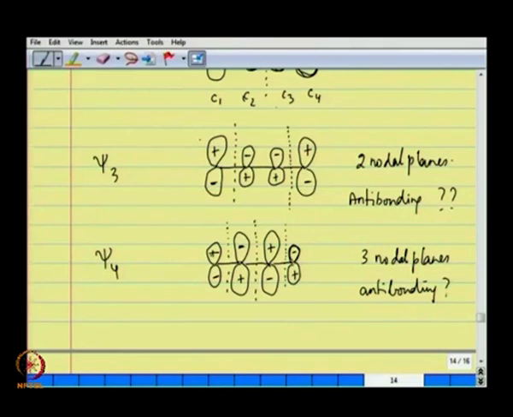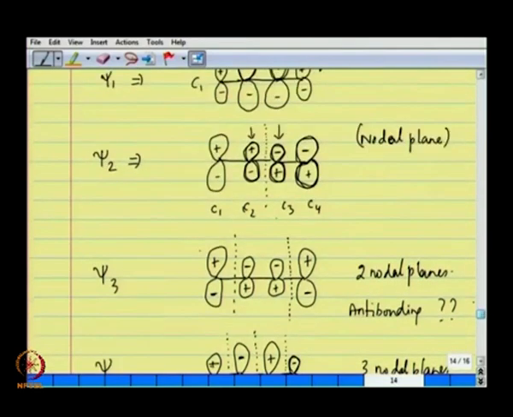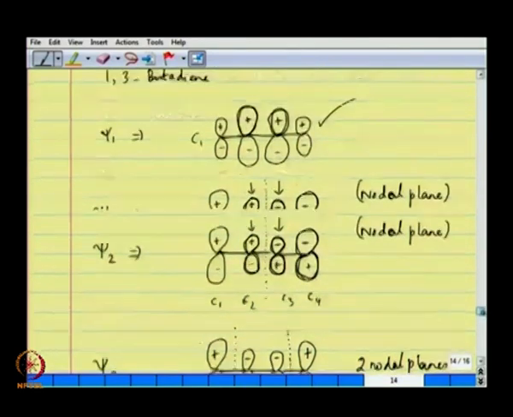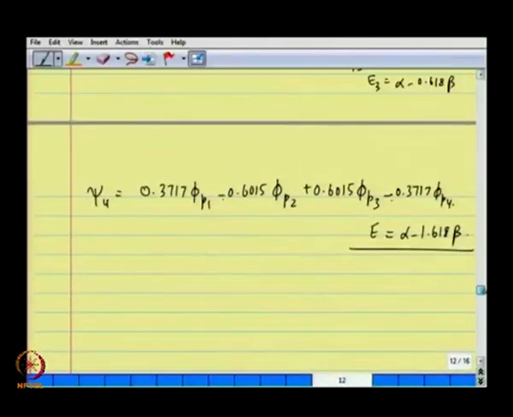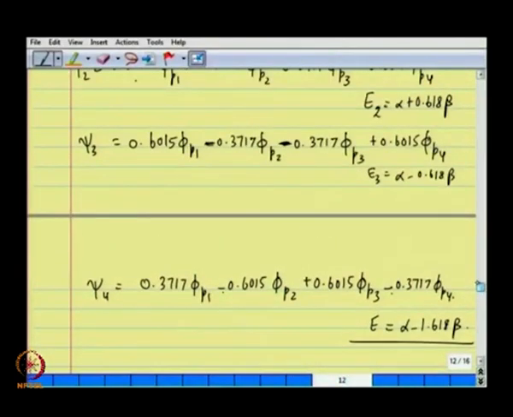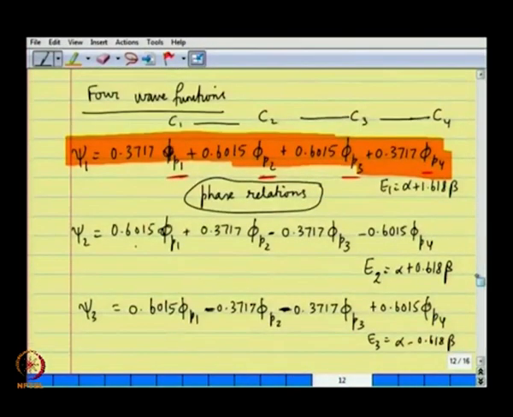I mean you have to be careful about these phrases, but the point is that the 4 electrons are likely to be in orbital psi 1 and psi 2 for the other reason that psi 1 and psi 2 have the lowest energies. Please remember alpha and beta are negative. If alpha and beta are negative, obviously the sum of alpha plus 1.618 beta is negative.